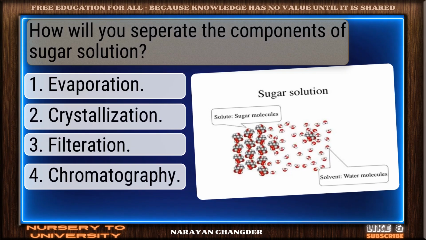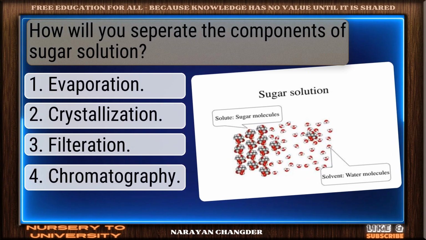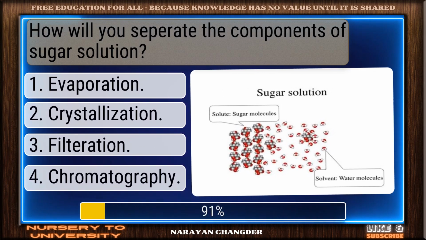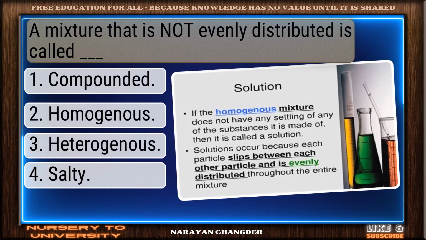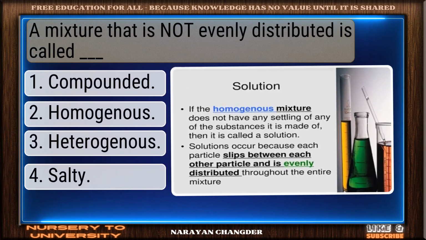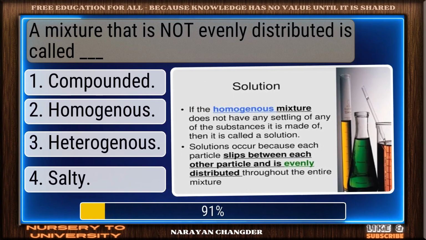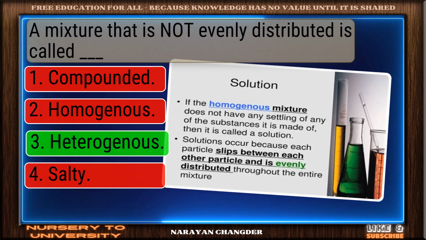Question number 158. How will you separate the components of sugar solution? Bravo! Crystallization is the answer. Question number 159. A mixture that is not evenly distributed is called dash. Strong choice. Heterogeneous is the right answer.